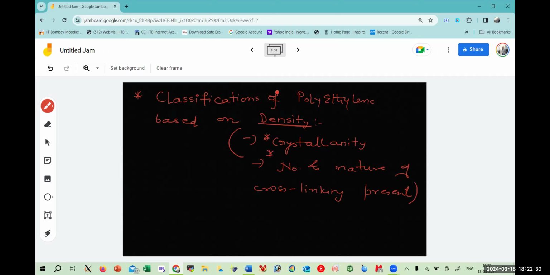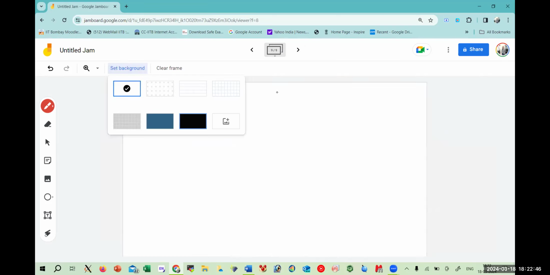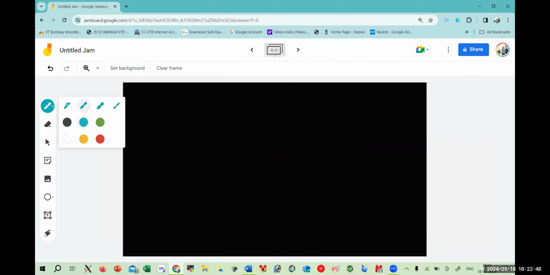And based on that density, we have mainly three classifications, which are low density polyethylene, linear low density polyethylene, and high density polyethylene. So we'll take one by one. So the first is low density polyethylene.